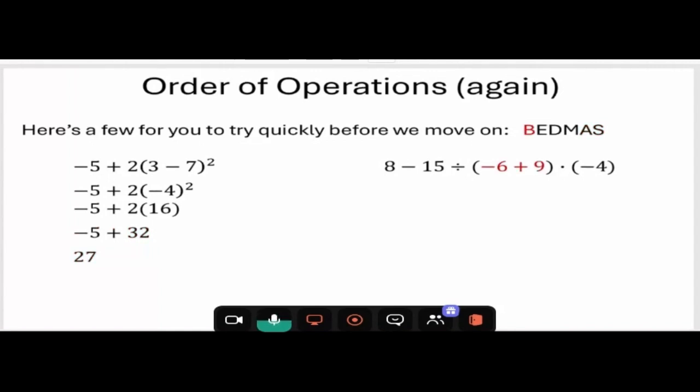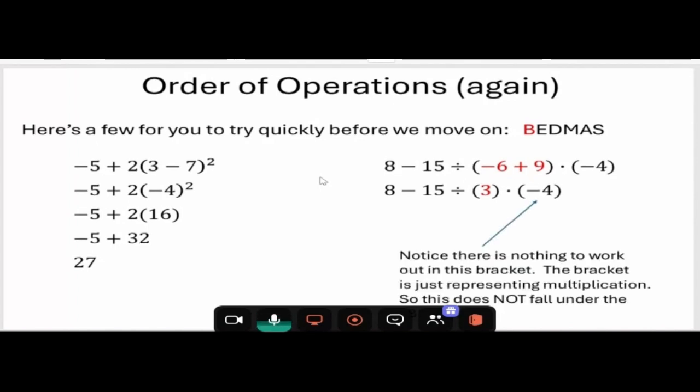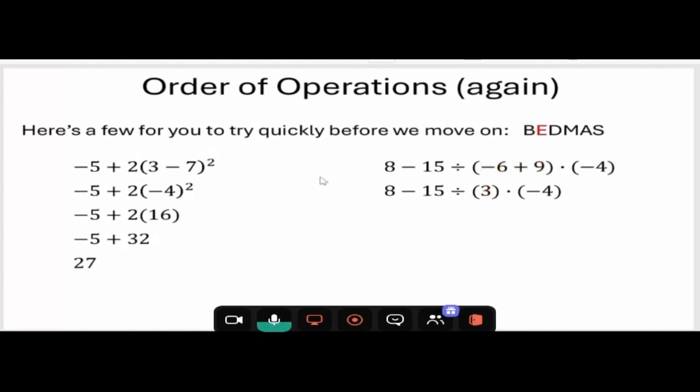Next one, are there brackets? Yes, there's a bracket to work out. There's also this bracket out here, which doesn't do anything. There's nothing to work out in that bracket, so that does not actually fall under the brackets category, but 6 to the left and 9 to the right means 3 to the right. We combine those. Now, are there exponents? No exponents.